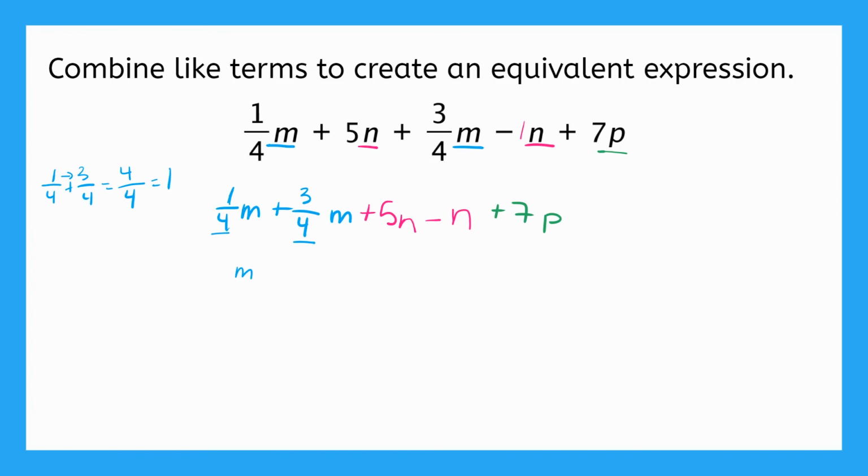Perfect. Now what about my like terms with n? I have 5n minus 1n. So if I have five n's and you took one of them away, I would be left with just four n's. And then with my last term here, my 7p, what do I do? I just bring it down. It's its own term, plus 7p. So here we go. This is our equivalent expression here. We added with our fraction coefficients and we simplified this long expression up here.